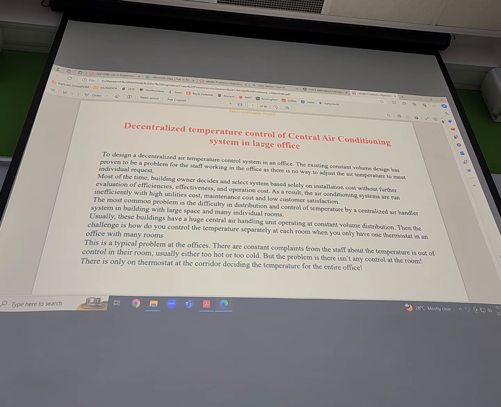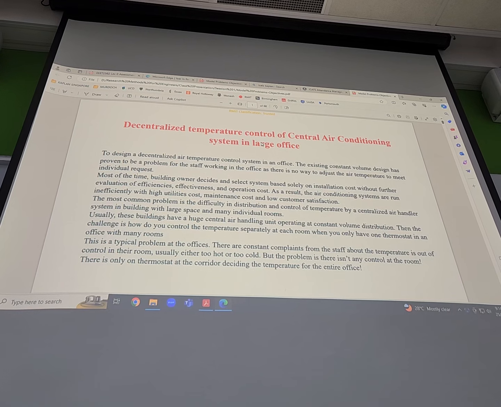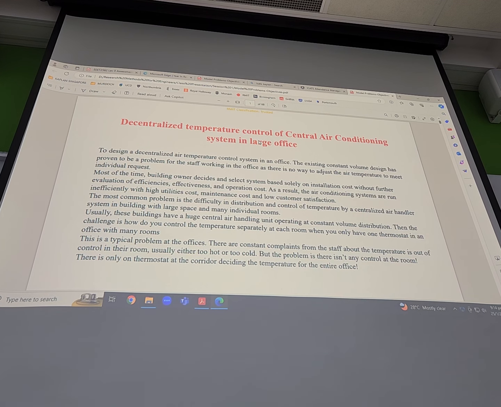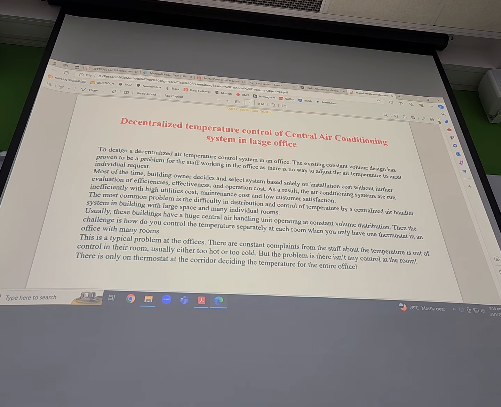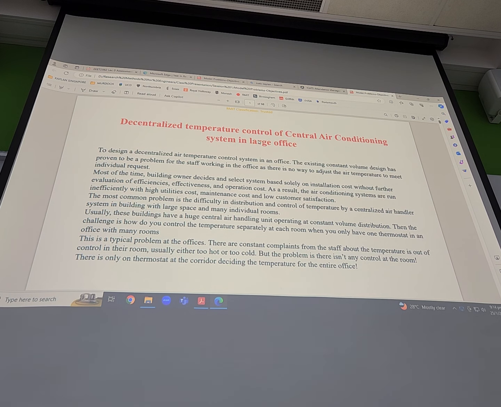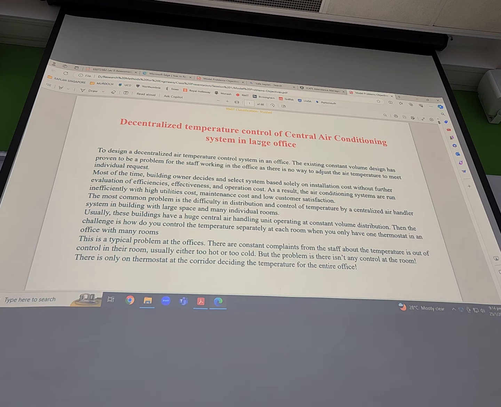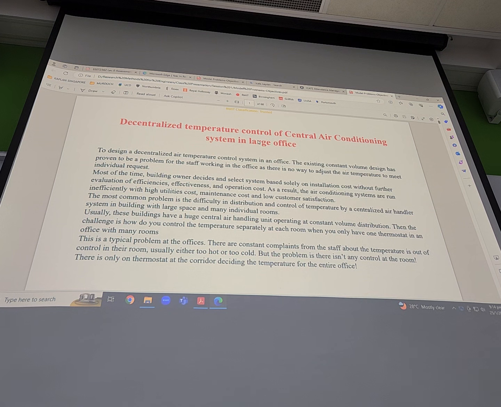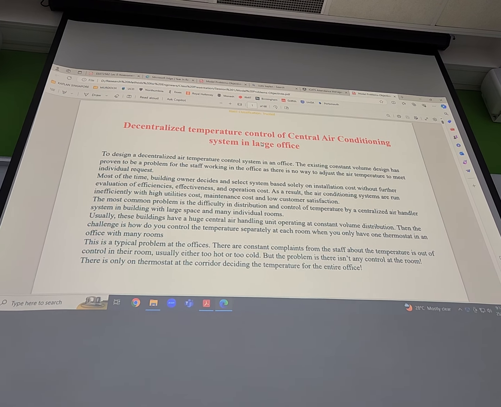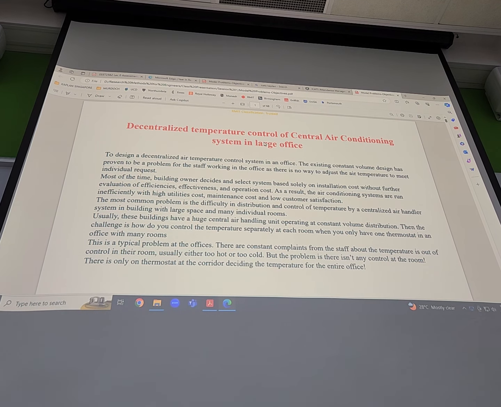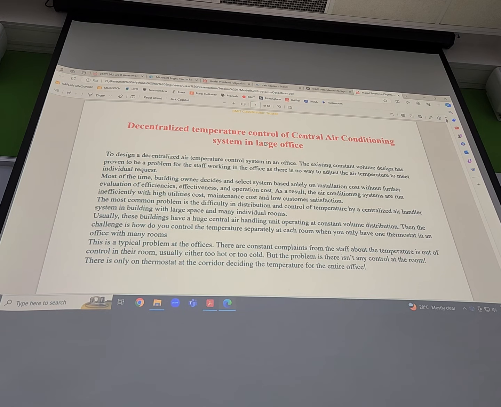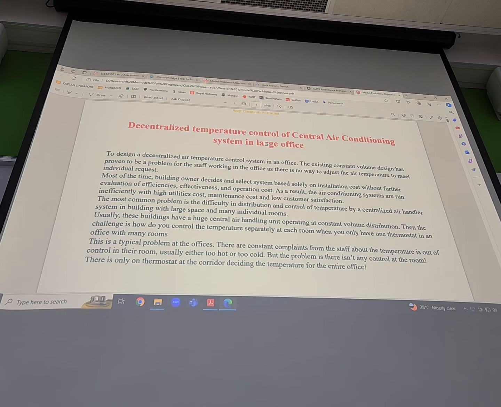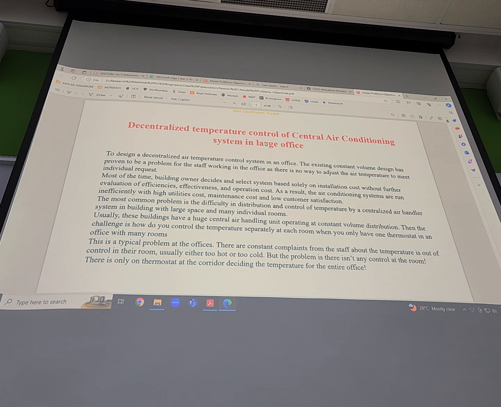To help you once again, we are going through different types of problems selected by the previous students. The first one is decentralized temperature control of a central air conditioning system. Here the problem is that there is no way to adjust the air temperature in the office room to meet individual requests. Why? Because there is only one thermostat available.